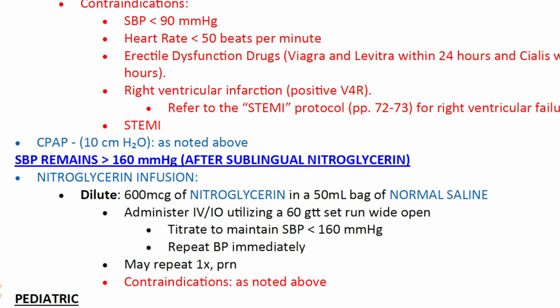Then we're going to go to our new protocol where now we're going to give it intravenously. And understanding intravenous, you're going to take 600 microgram of nitroglycerin. You're going to put it in a 50 milliliter bag of normal saline, and you're going to run it wide open, right? And you're going to deliver 600 microgram into the venous system. This is going to go everywhere into the system. It's going to affect the entire system much faster.